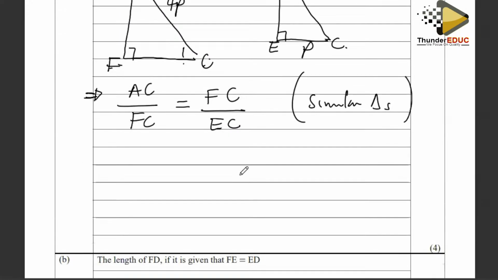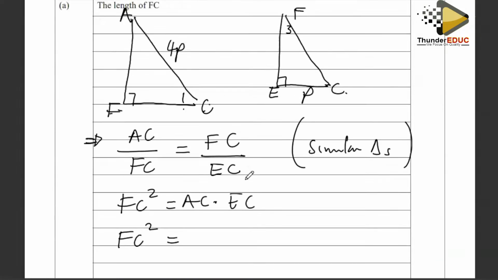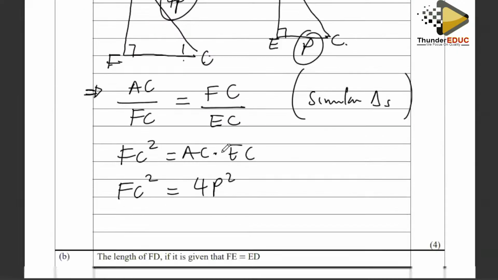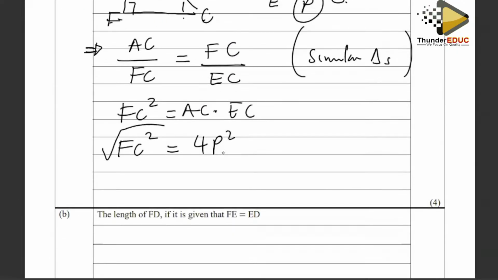What we can see, we can do the cross multiplication, meaning that our FC squared is equal to AC multiplied by EC. Then our FC squared, we know that our AC was 4P. Our EC is a P, meaning that we have 4P squared. Then we can find the square root on either side, meaning that FC is just 2P.